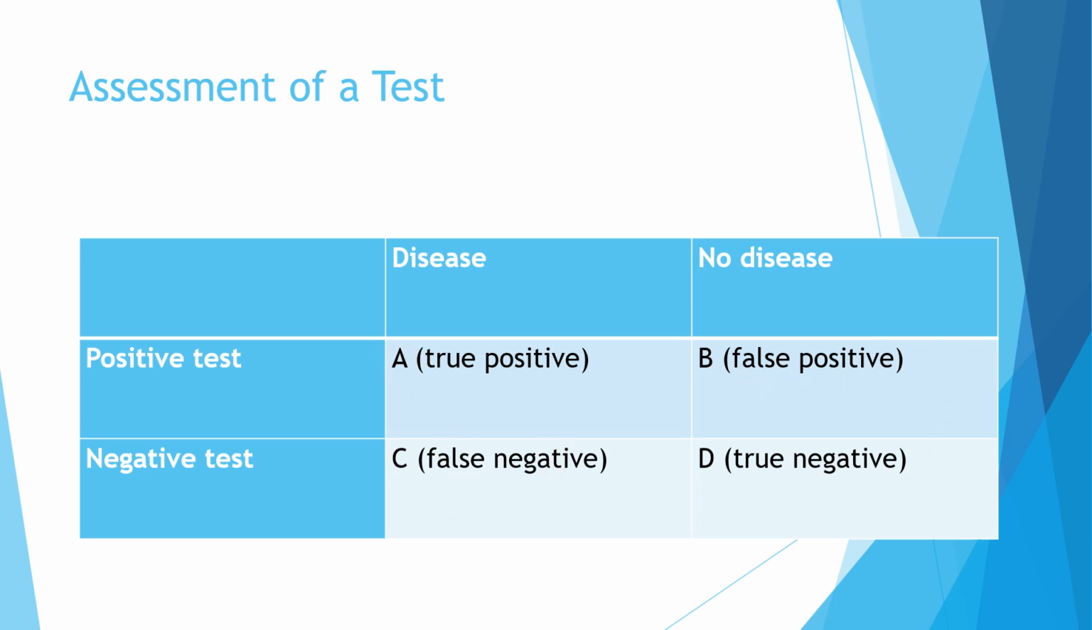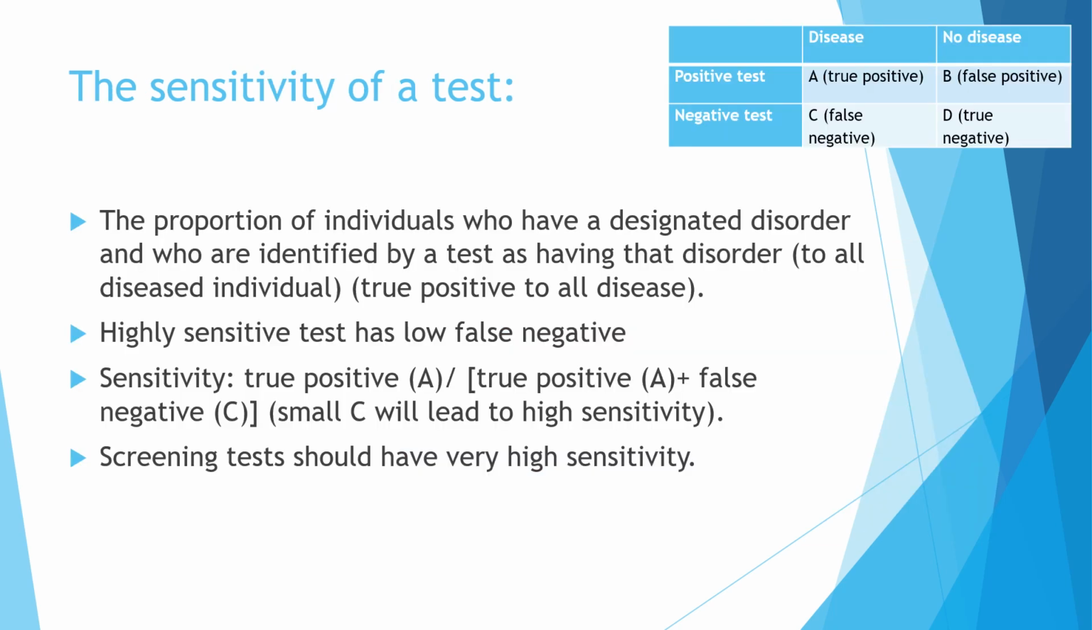So A, people who have the disease and positive, that's true positive. D, people who don't have the disease and negative, so they are true negative. C is the false negative, they have the disease but the test shows them as negative. B is false positive, they don't have the disease but the test shows them as positive. So this is the table that we showed in the previous slide.